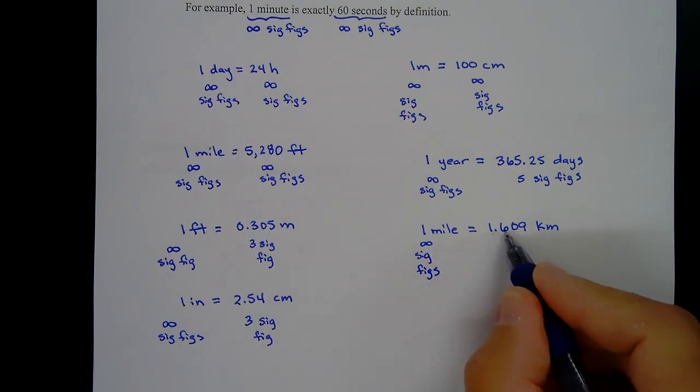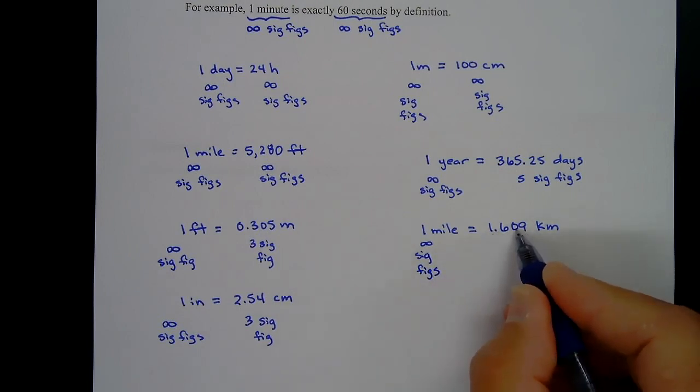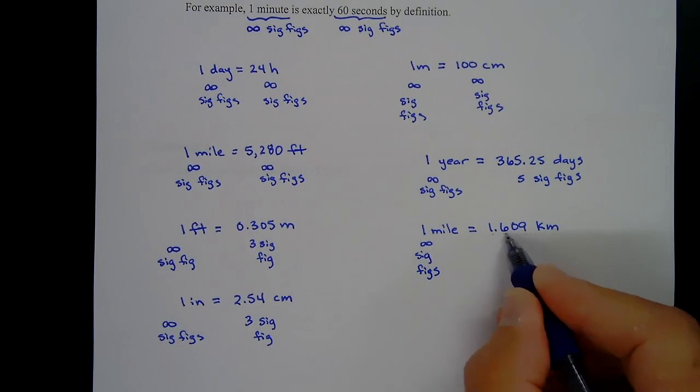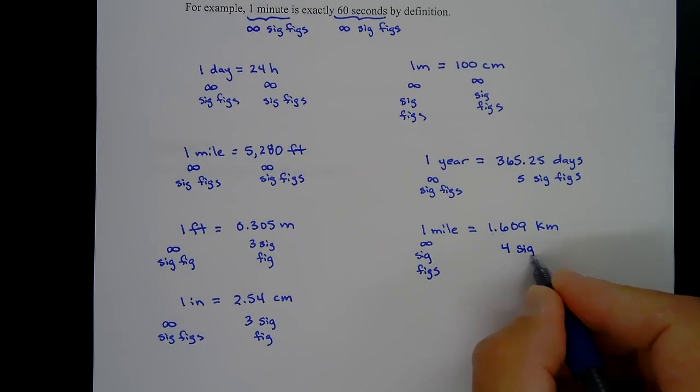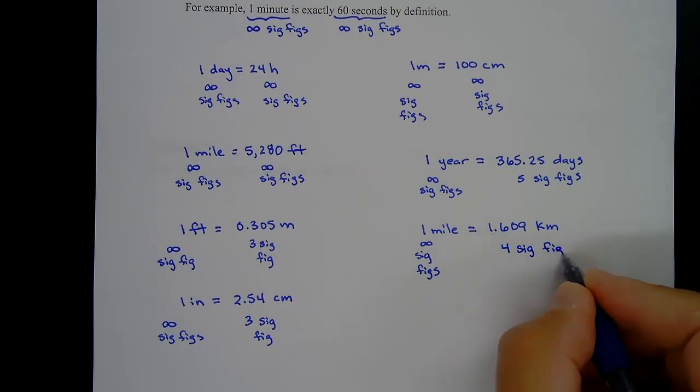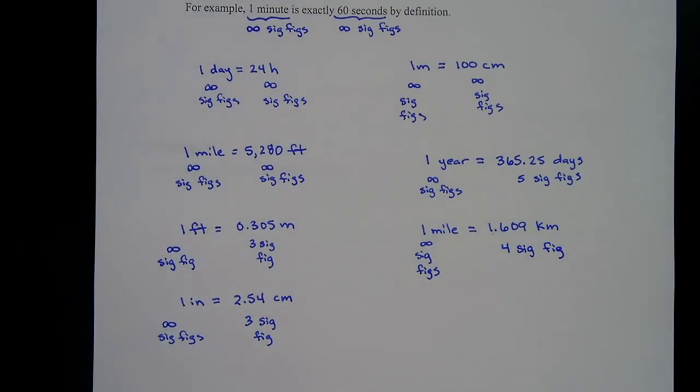So this would have 1, 2, 3, 4. The zero's counting because it's sandwiched in between the 6 and the 9. So this has 4 significant figures. Okay, so some of these numbers, we're going to be able to count when it's exact on the conversions.